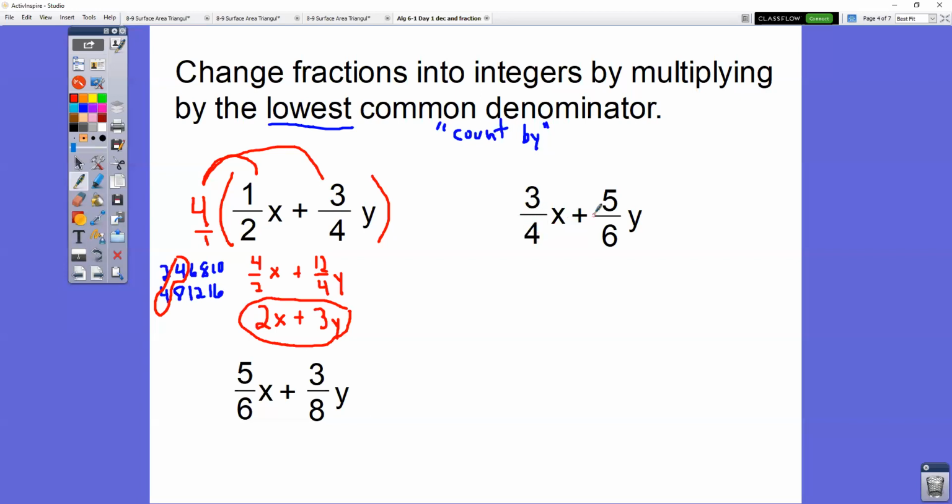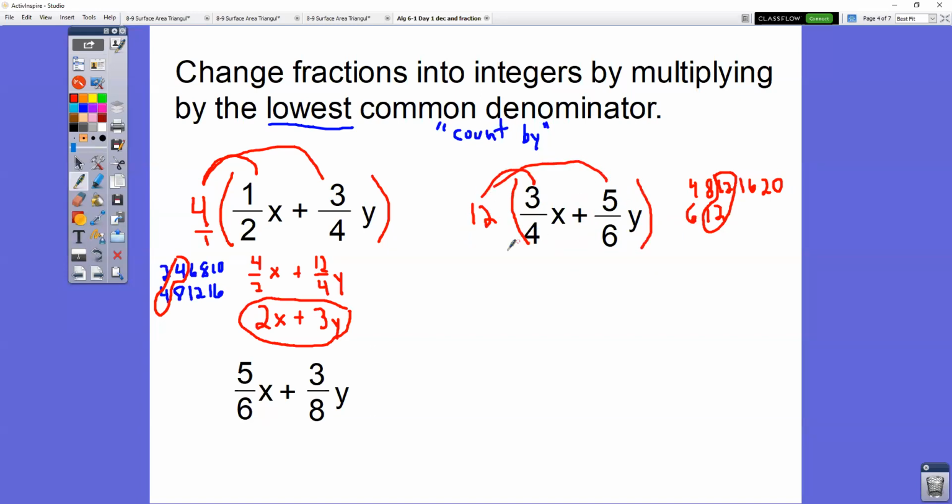We have 3/4 x plus 5/6 y. I'm going to count by 4's, 4, 8, 12, 16, 20. I'm going to count by 6's, 6, 12. I could stop right there. Ding, ding, ding. They have a 12 in common. Since they have a 12 in common, that's what I'm going to multiply by.